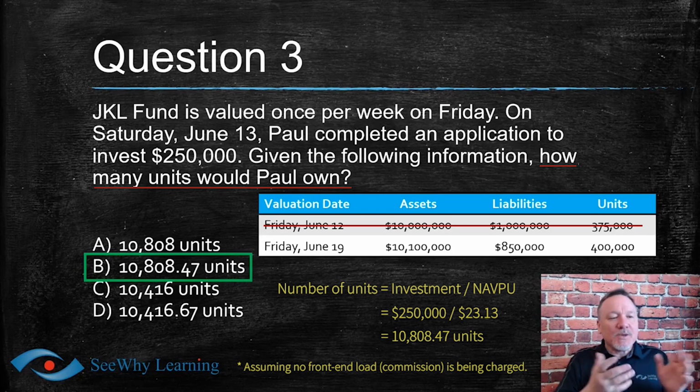All right, so again, key point here, number one, you've got to know how to calculate how many units somebody would own based on an invested amount and based on their NAVPU. But secondly, you should also know that with mutual funds, you can buy them in fractional units or partial units. That's one of the advantages of mutual funds. Okay, so it's a great thing to know, great question, certainly an exam level question as well.